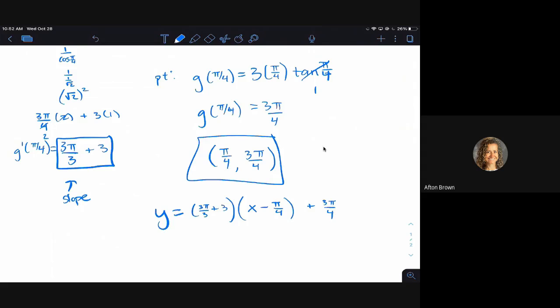And that's it. Maybe did I mess 3 up? Pi halves. Say that again. Maybe 3 pi halves. It should be. Thank you for catching that. This one over here needs to be a 2 on the bottom.